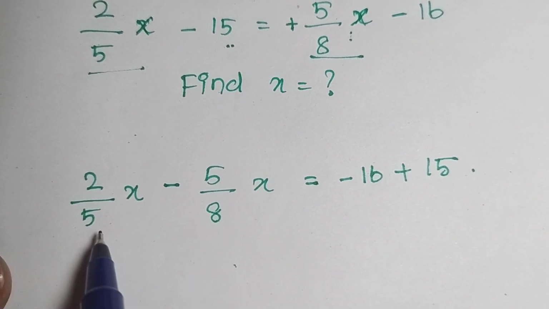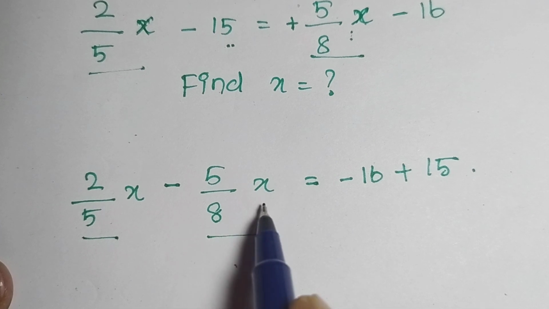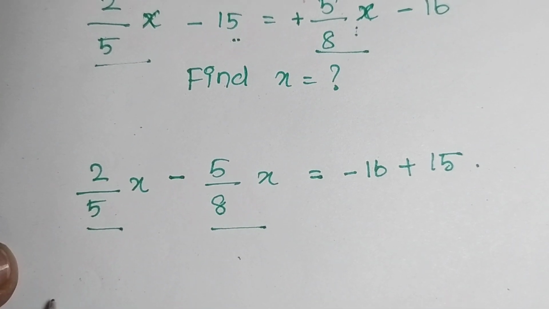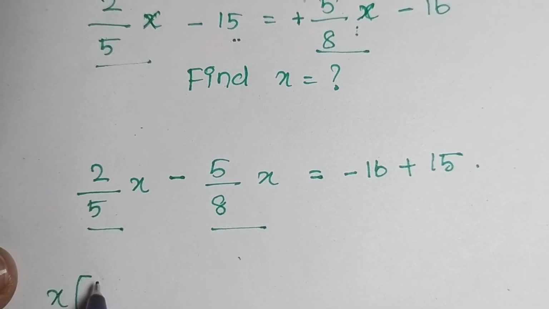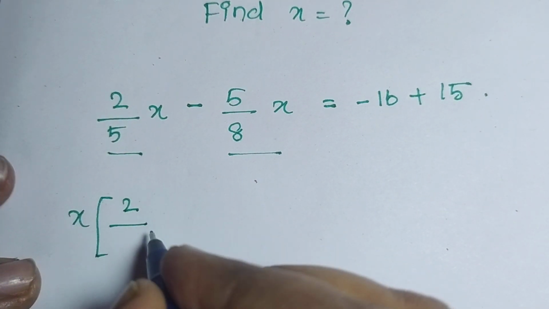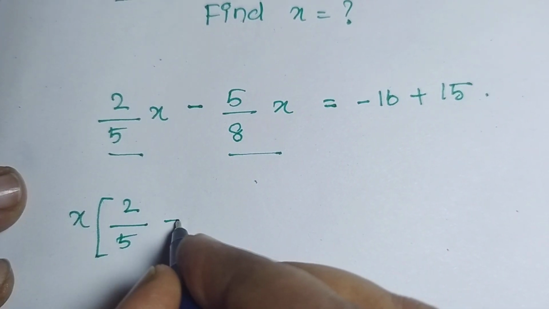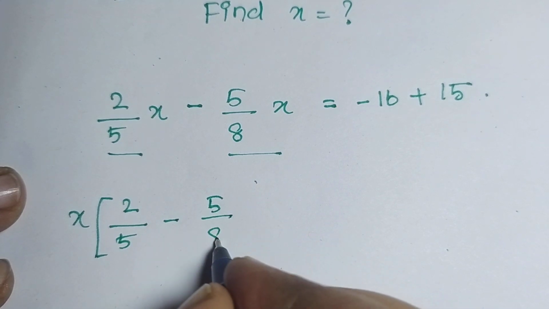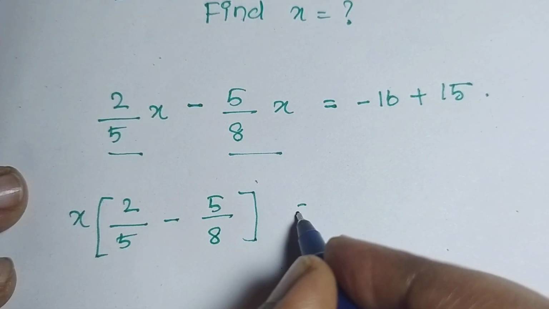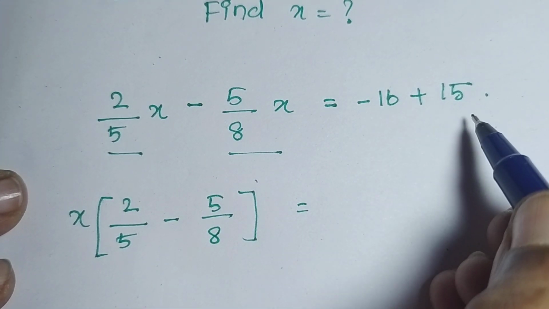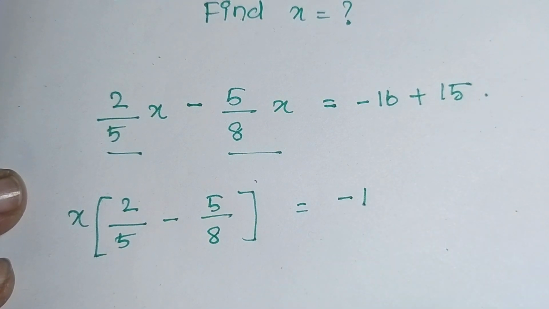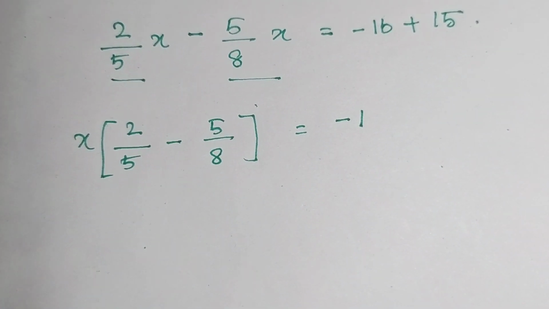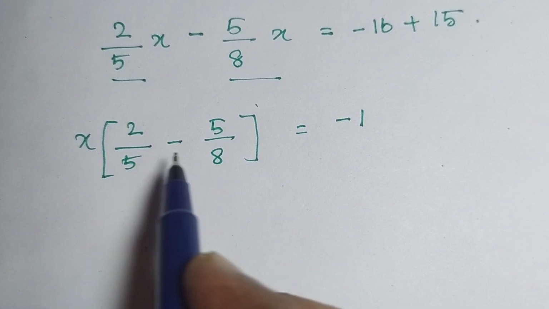Next, if you see here, in both the terms x is common. So I'm going to take that out. The remaining is 2 by 5 and minus 5 by 8, which is equal to minus 16 plus 15, which is minus 1. We know that, right? Now what you have to do, I'm going to take the LCM for these two.